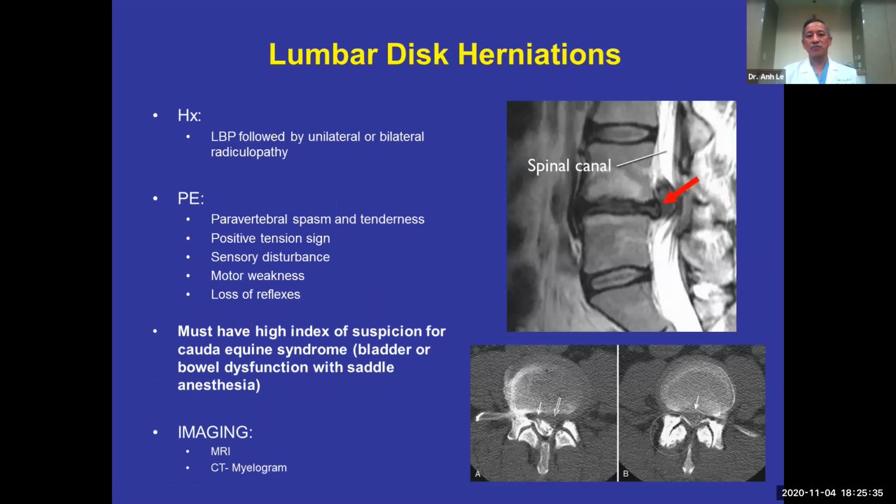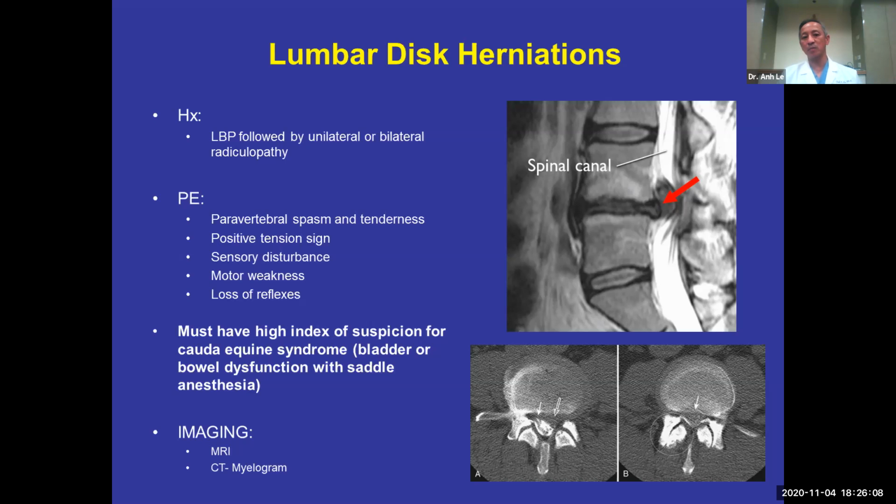So the diagnosis for this low back pain: the history of patients who have disc herniation starts with low back pain first, and then they develop severe, unrelenting unilateral or bilateral pain radiating into the lower extremities. The patient will present with spasms in the muscle in the lumbar spine. They have a positive tension sign, which means that if you raise the leg straight up, perform a straight leg raising test, they will jump off the table.